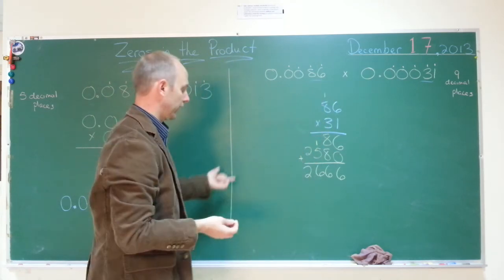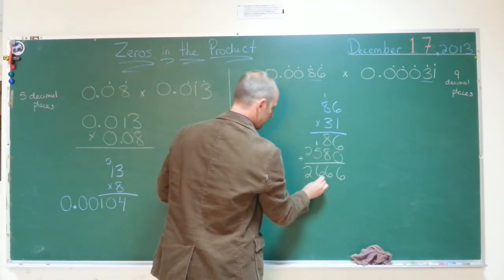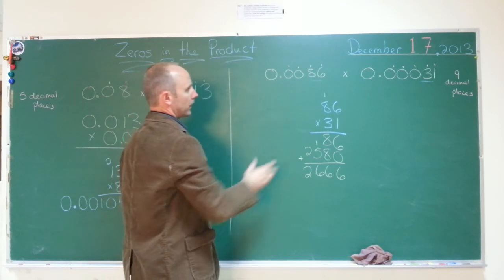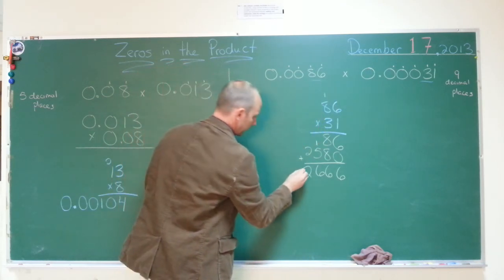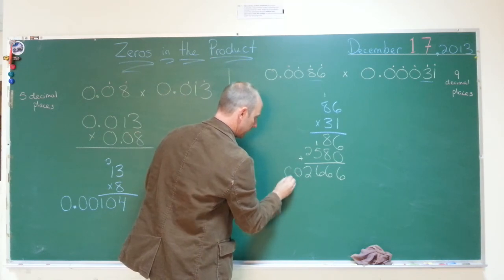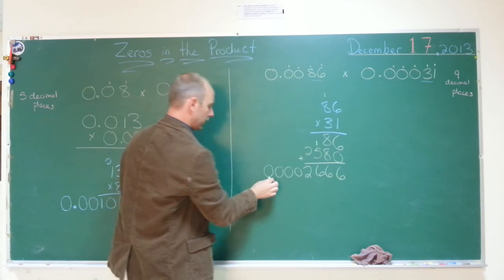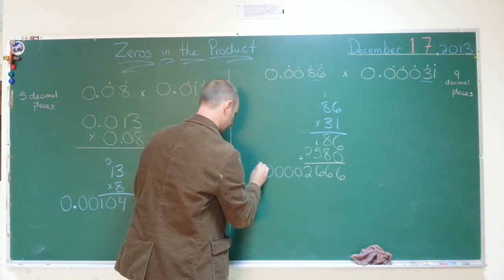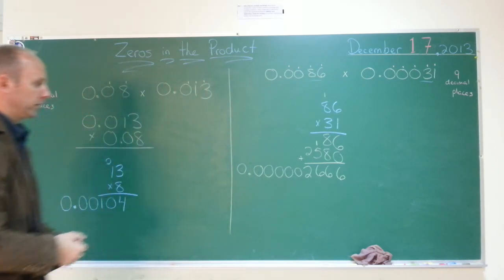so I can't end up with a whole number like this. What I have here is 1, 2, 3, 4 digits, 4 different values here. In my answer, I know I'm going to need 9. So I go to the left-hand side and I add 1, 2, 3, 4, and is that 9? 1, 2, 3, 4, 5, 6, 7, 8. No, I'm going to need 1 more. And that gives me my answer.